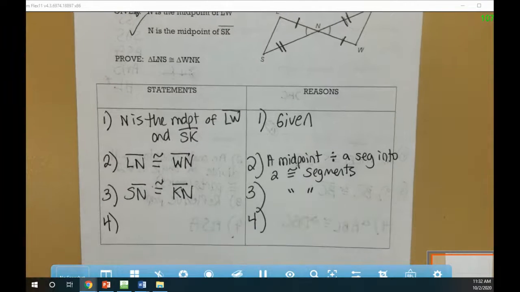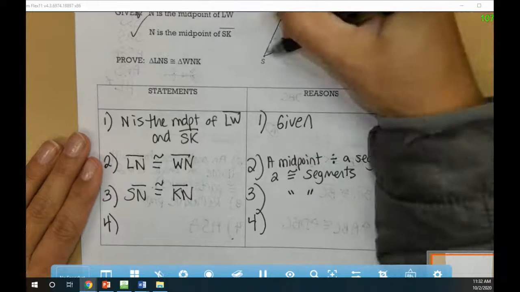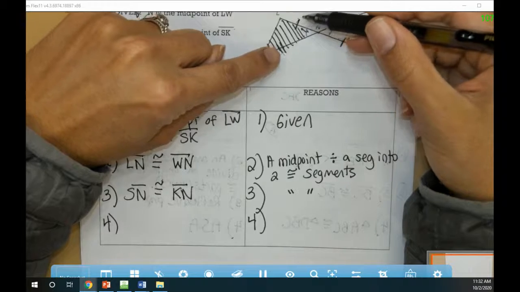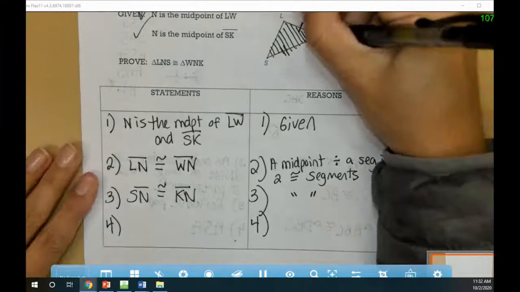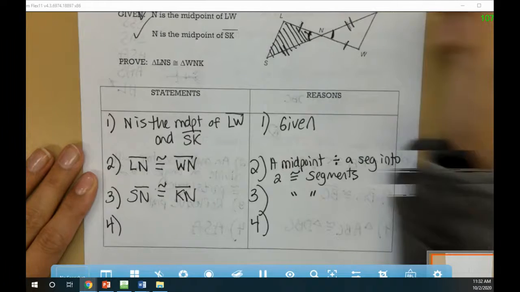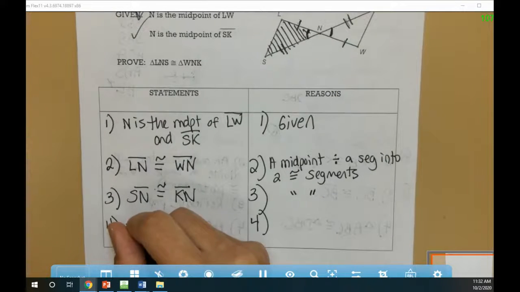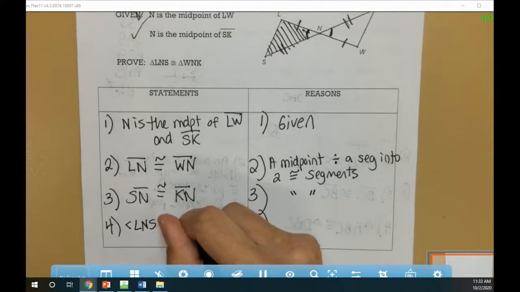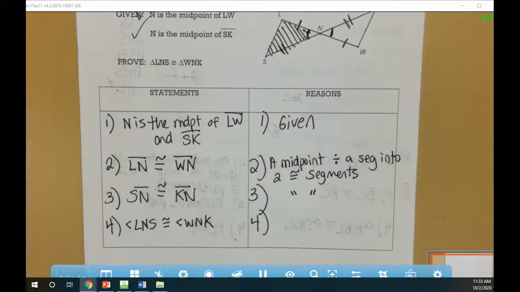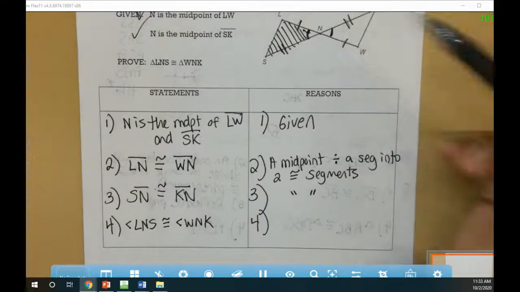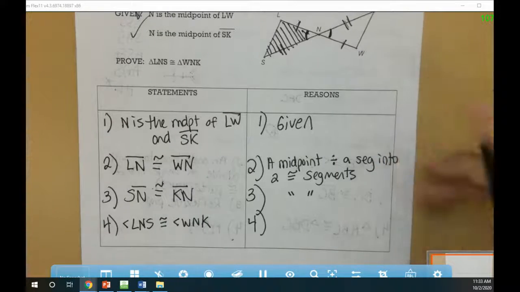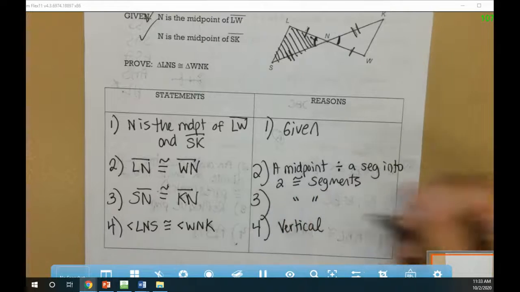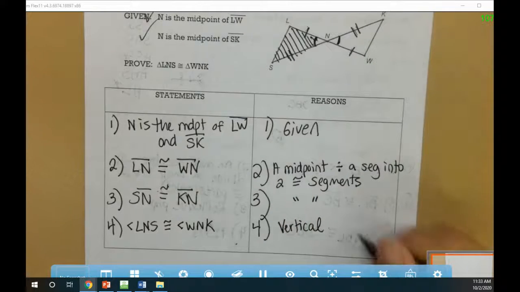Okay, so we have two segments. If you look at just one of the triangles, we have two segments. We need either a third segment or an angle. Well, it's already marked on the diagram for you. So it looks like an angle. Angle LNS is congruent to angle WNK. And other than it being marked in the diagram, what type of angles are these? These are vertical angles, and vertical angles, whether they are marked on the diagram or not, are always congruent.